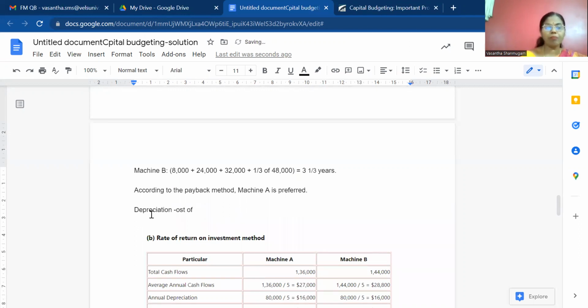Depreciation is equal to the cost of the machine divided by the estimated life of the machine.